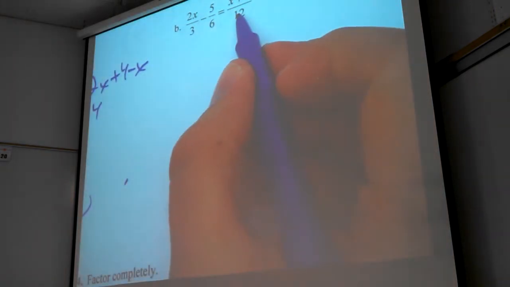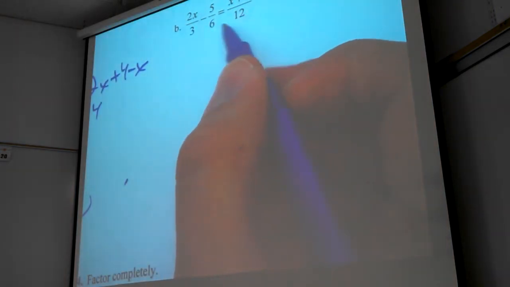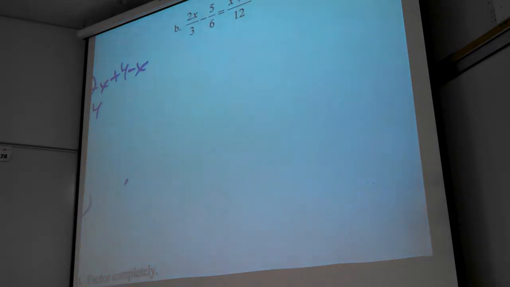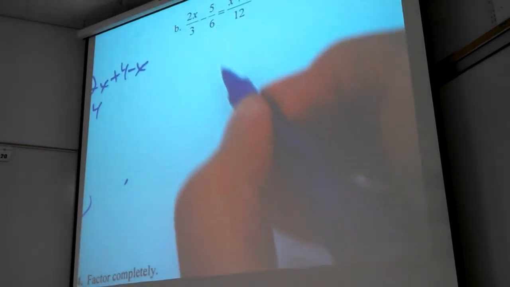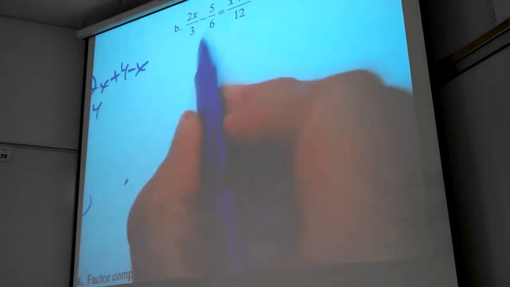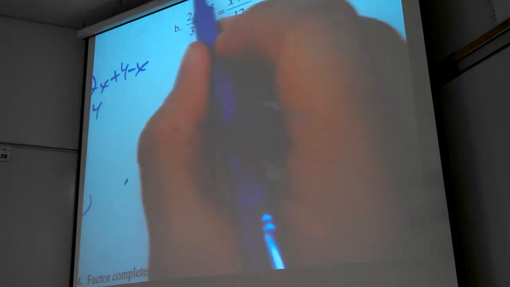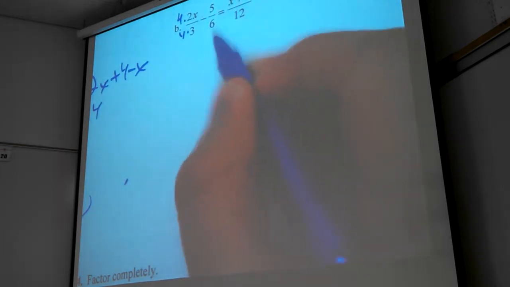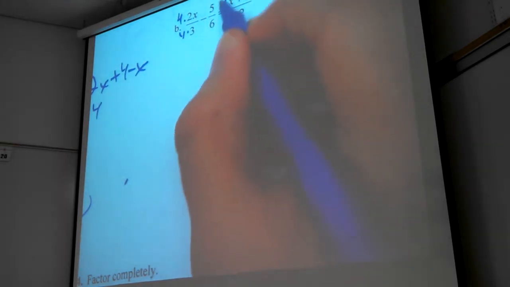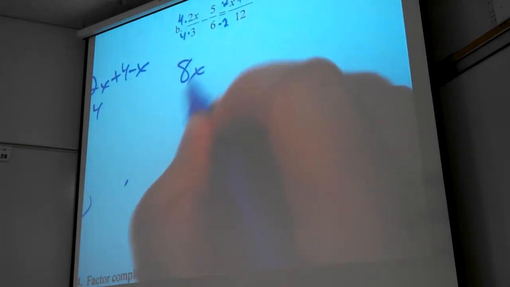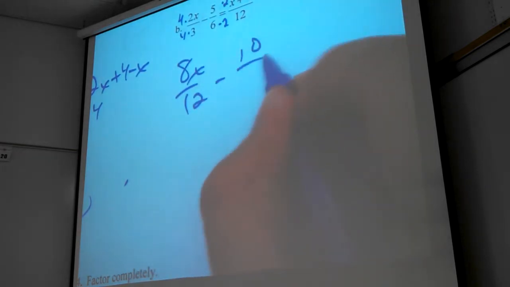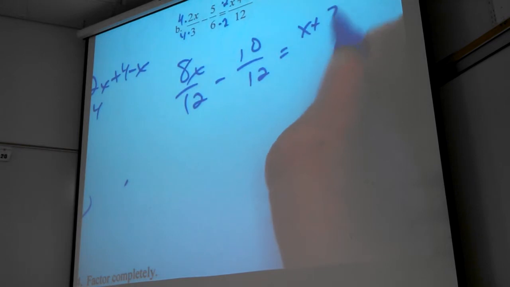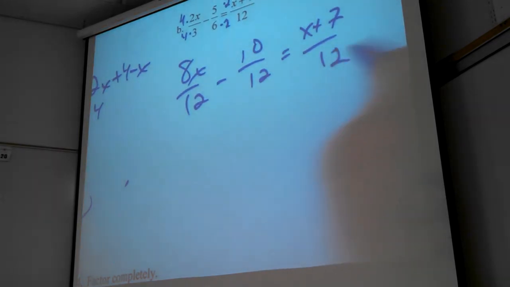What I recommend is to make the bottoms the same first, because it's a process we're used to. You could multiply by 12 and reduce, but it actually helps us out later if we start to think of it this way. What does this guy need, of course? 4, to make it 12. The LCD is 12, right? What does this guy need? 2. So now I get 8x over 12 minus 10 over 12 equals x plus 7 over 12.